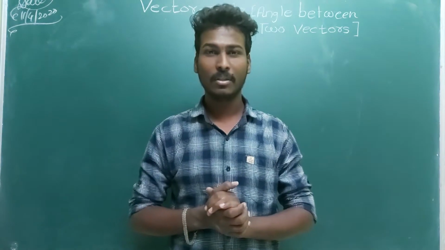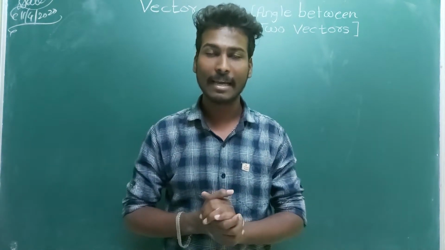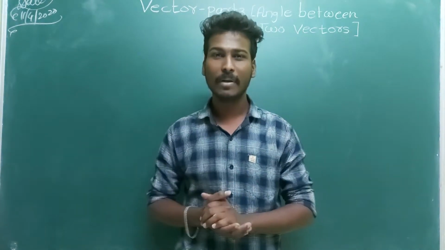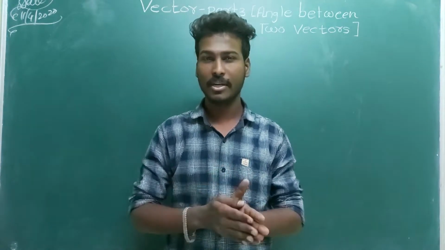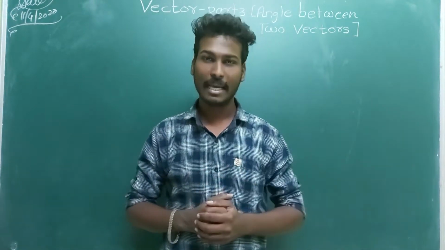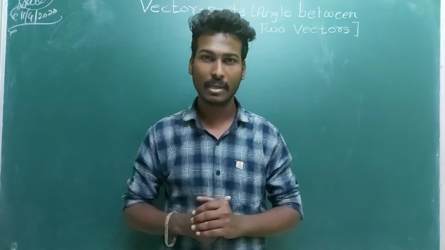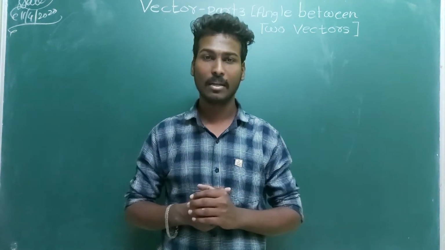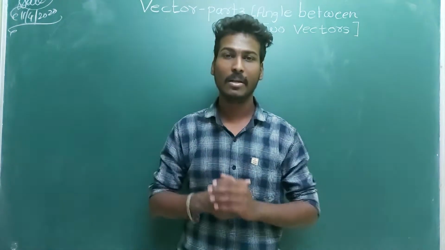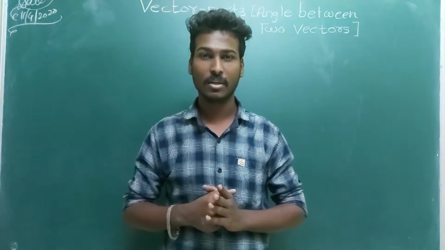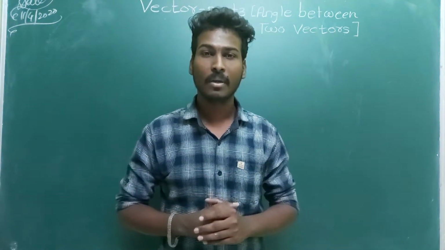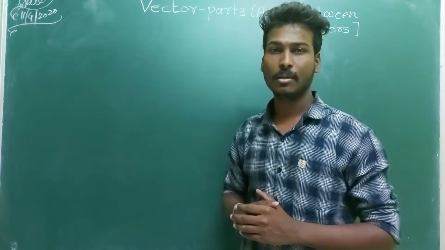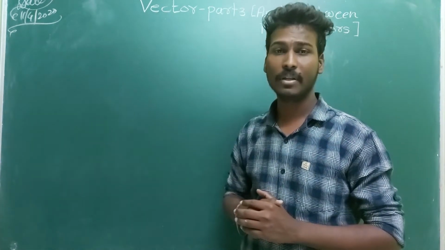Today I have come with a new concept of vectors, and that is the angle between two vectors. In previous lectures we have seen the history and introduction of vectors as well as types of vectors. There were 11 to 12 types we covered in the previous lecture. If you have not seen those lectures, then please go to my playlist, and you have both lectures there. So please do watch. Today we are going to learn a new concept, that is the angle between vectors.